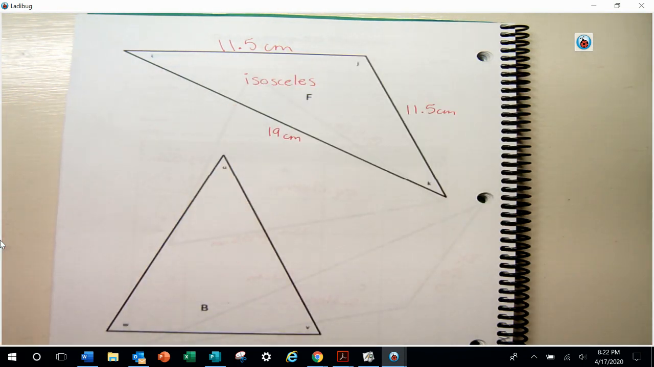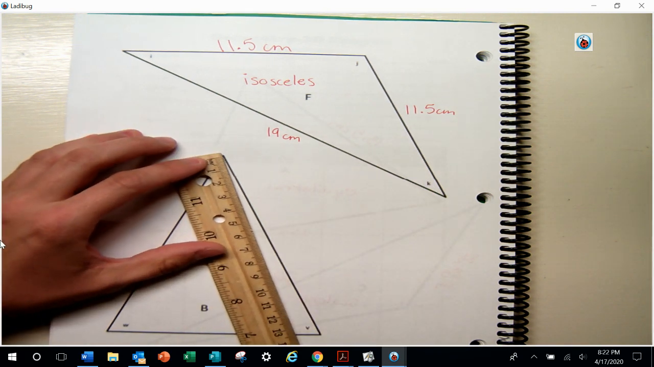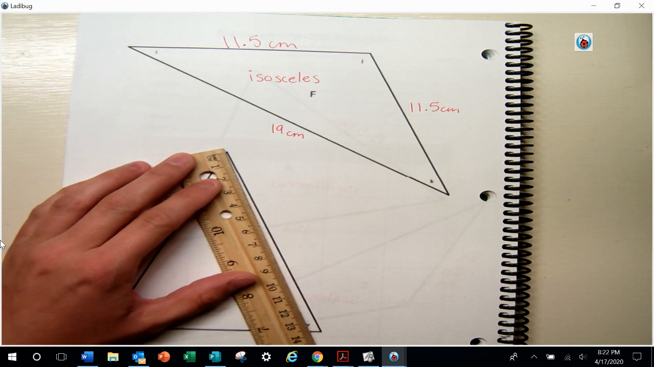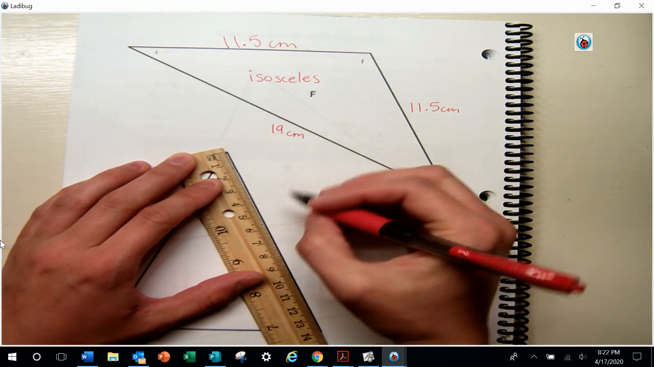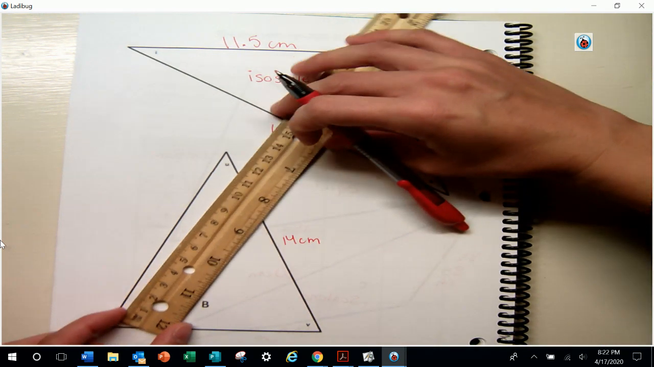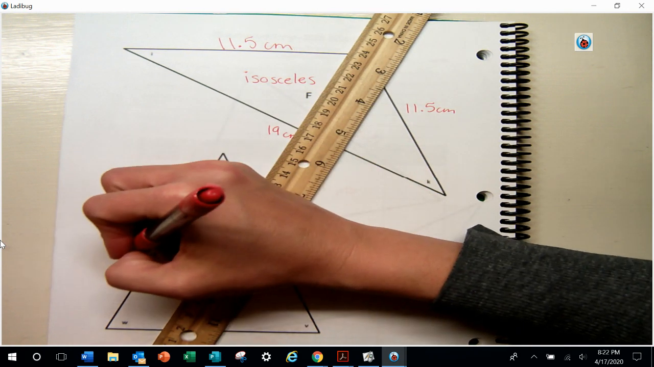Isosceles. Okay, let's keep going. Let's keep measuring. We're on triangle B now. Triangle B. So I measured 14 centimeters. That one was pretty nice and clear. This one, again, 14 centimeters.